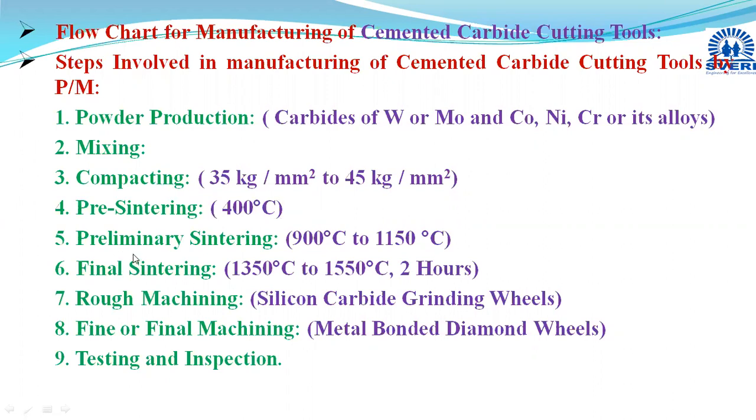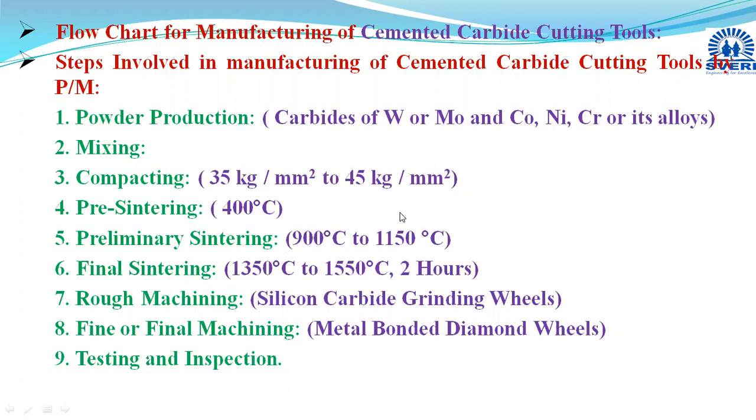Then the preliminary sintering is conducted, heating the component at 900 degrees Celsius to 1150 degrees Celsius temperature zone. In this temperature zone, what will happen here? The strength and hardness of that component is increased, and some diffusion and densification will occur. Some diffusion means little plastic deformation will occur in the powder particles. This is the preliminary sintering.